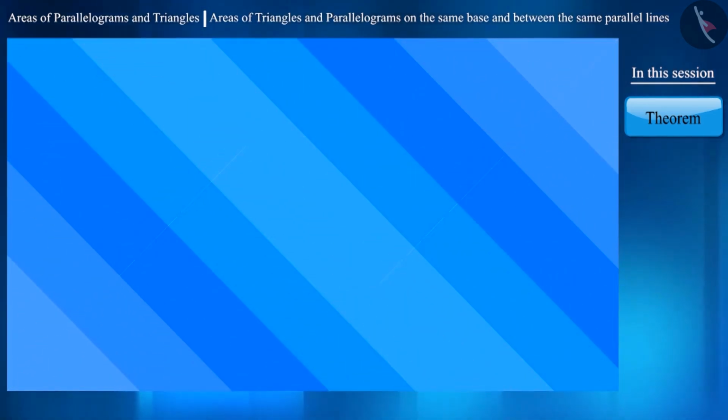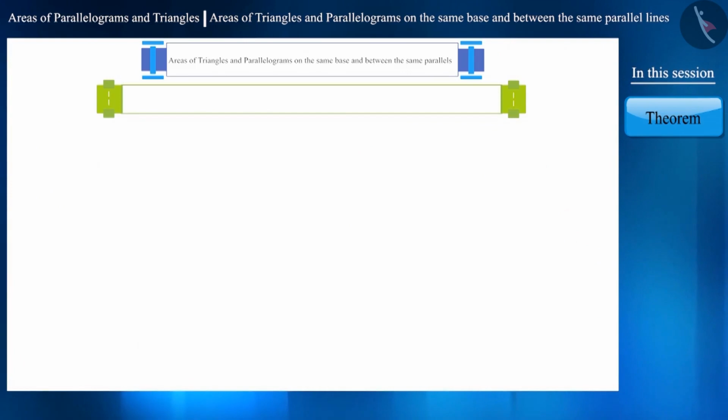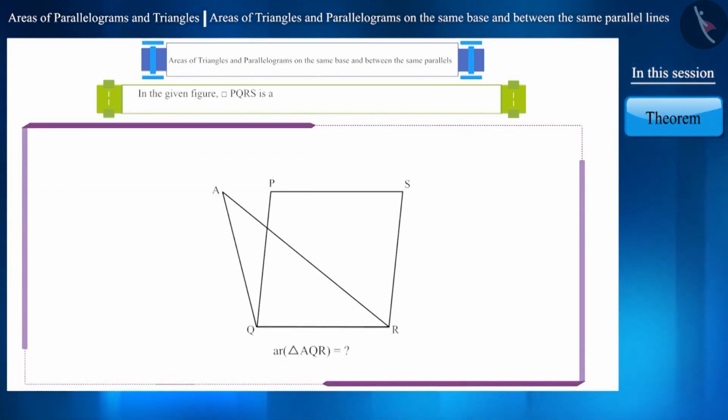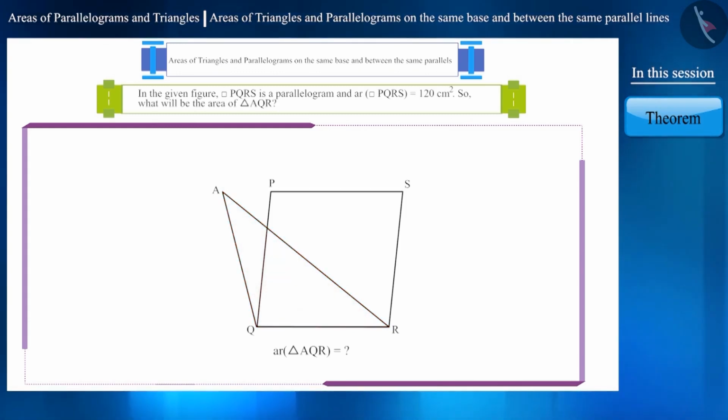So let's start. Friends, look at the figure given on the screen and tell what would be the area of the triangle AQR. It is given that the quadrilateral PQRS is a parallelogram and its area is 120 square centimeter. Here, triangle AQR and parallelogram PQRS lie on the same base QR. Can you tell anything more about the figure?